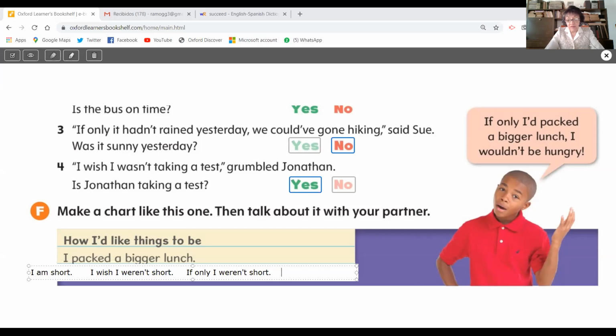And remember, in the Unit 15 lesson, you can say, I would play basketball if I weren't short, but that means the opposite of the real thing. Okay, I think that's it for today.